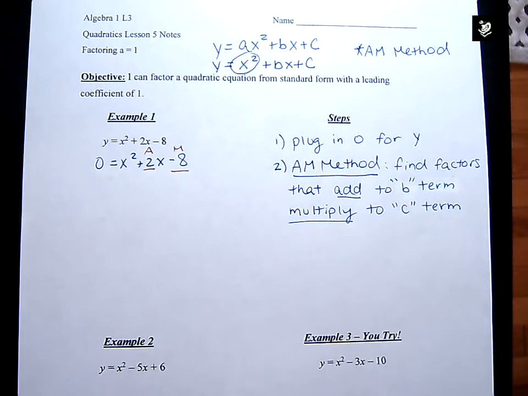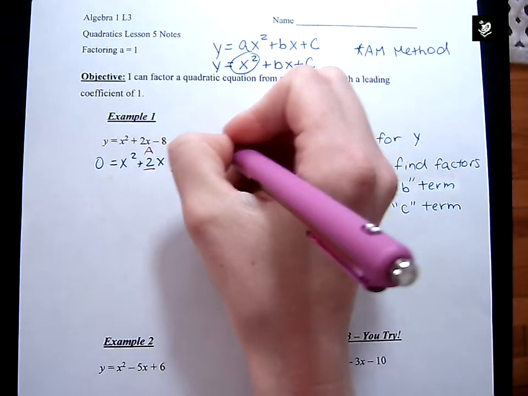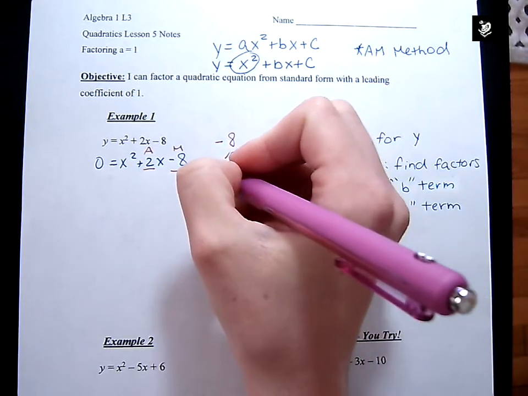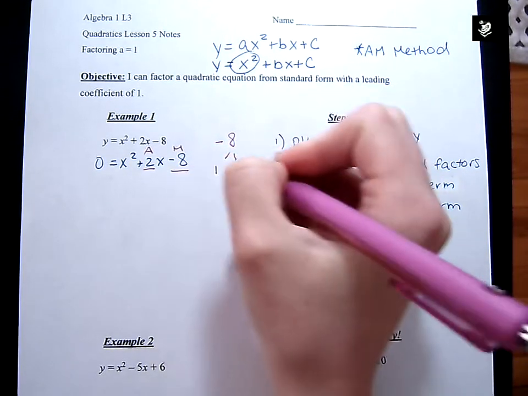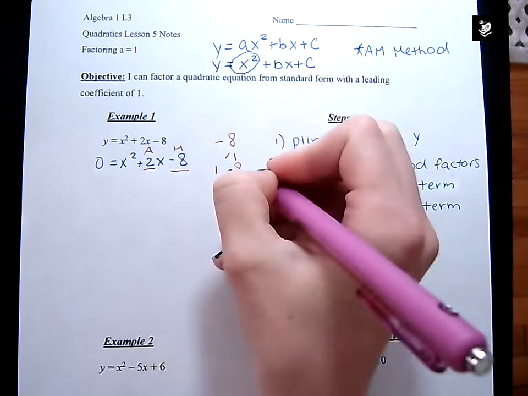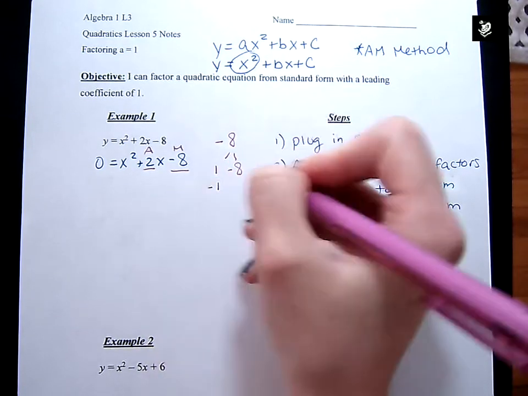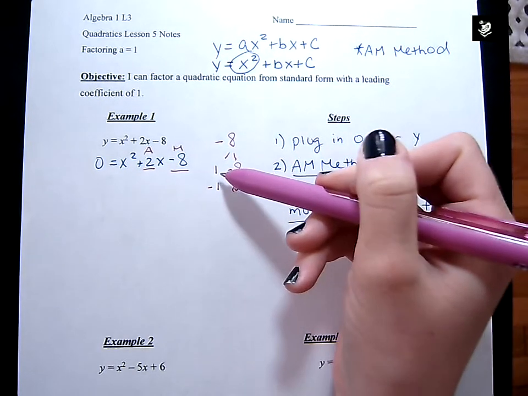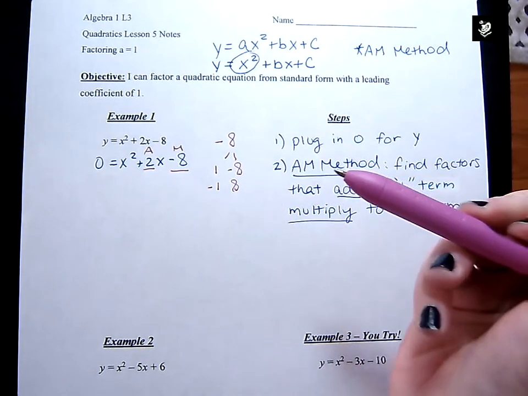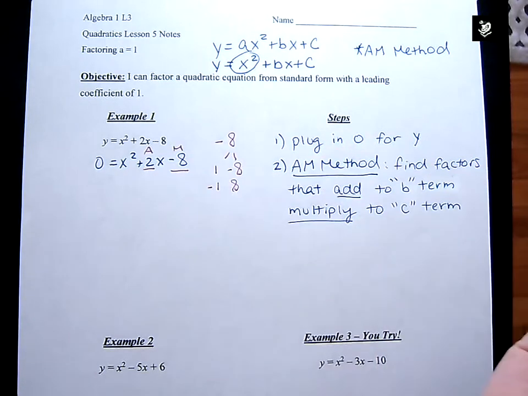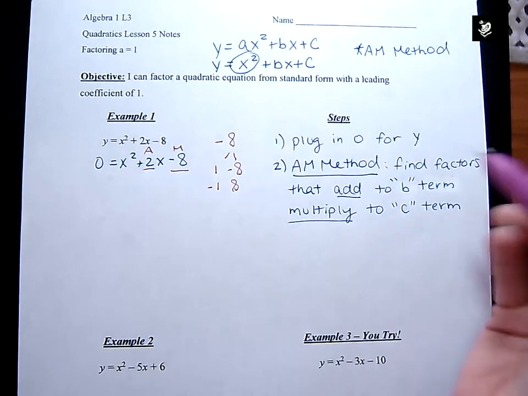So I'm going to start writing out my factors of -8. So let's see, I've got 1 times -8. I could switch the signs and say -1 times a +8. If I was to multiply both of these, I'd get -8 back. Now, 1 and -8, that doesn't add to 2, and -1 and 8 doesn't add to 2. So it must be two different factors.